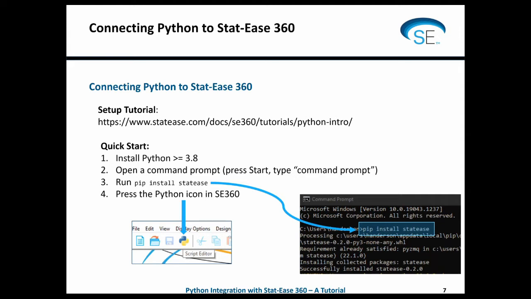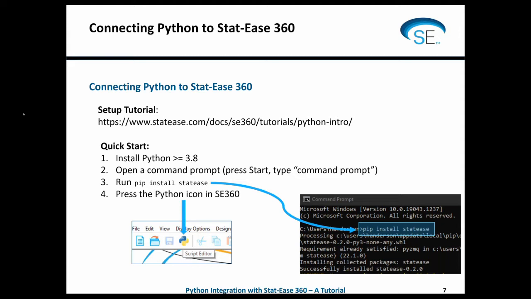Okay, to connect Python to Stat-Ease 360 is very simple. There is a tutorial online and in the Stat-Ease 360 help that goes into how to do it with a virtual environment, which is handy if you are doing a lot of Python programming. But if you're only going to use Python with Stat-Ease 360, all you need to do is install it. You need to pip install our Python module from the PyPI package repository, and then you're ready to go.